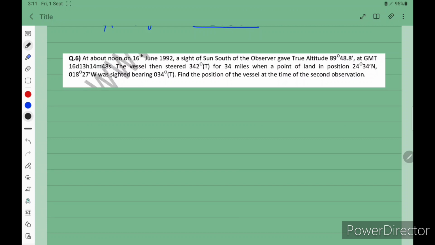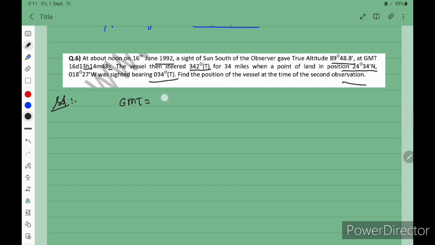So our next question is, at about noon on 16th June 1992, a sight of sun south of observer gave the true altitude 89°48.8'. Here also high altitude observation. GMT was 16 days, 13 hours, 14 minutes and 48 seconds. The vessel then steered 342° for 34 miles when a point of land in position 24°34' north, 018°27' west was sighted bearing 034°. Find the position of the vessel at the time of second observation. Okay, so let's solve this numerical also.